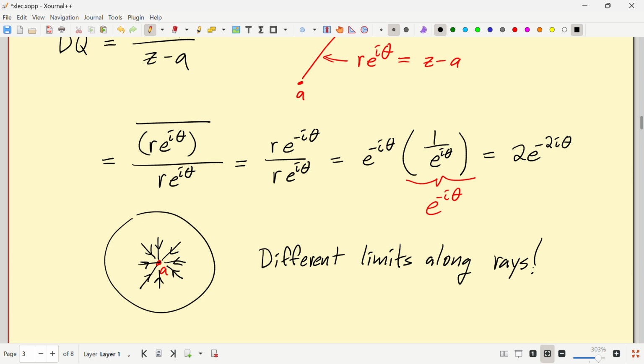Is it just e to the negative 2 i theta without the 2? Yeah, I don't know what's going on. Thank you.